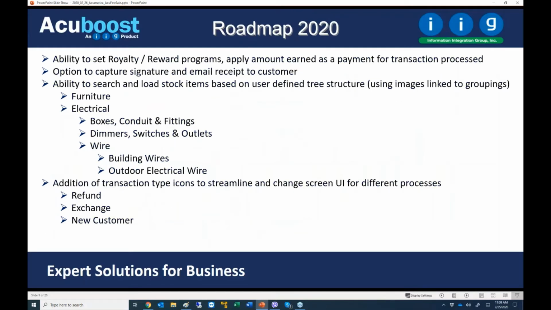Our roadmap for 2020 includes setting up a loyalty program. As you know, we have a loyalty processing system. We're going to let you define the loyalty reward program, as well as a discount that would apply using promos. We'll calculate the points earned by that customer, and we will allow that credit to be applied as a payment method to the transaction that is getting processed. Capturing signatures and sending emails to the customer is being worked on right now as we speak.